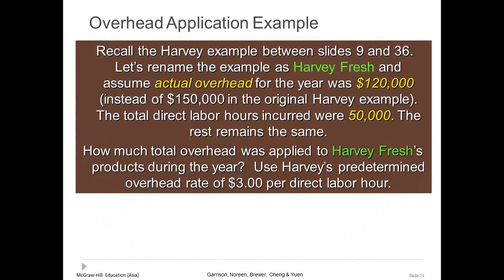So recall the example that we had with Harvey. Assume that Harvey Fresh incurred actual overhead of $120,000 during the period and worked a total of 50,000 direct labor hours. Harvey Fresh applies overhead at the rate of $3 per direct labor hour worked, which is $6 per unit. How much overhead did Harvey Fresh apply to the products during the period?